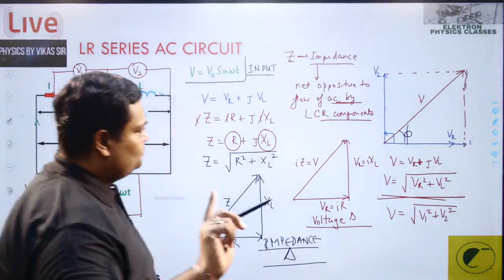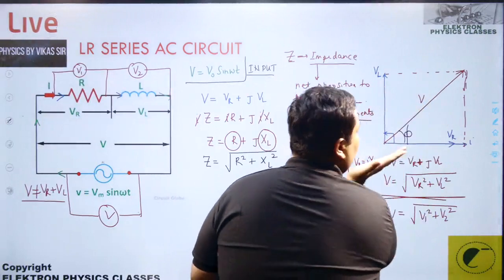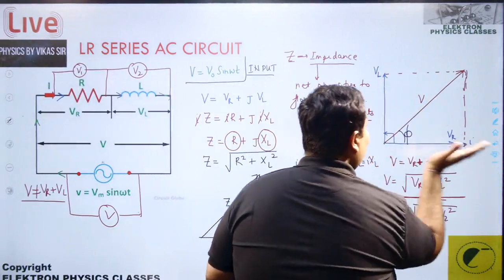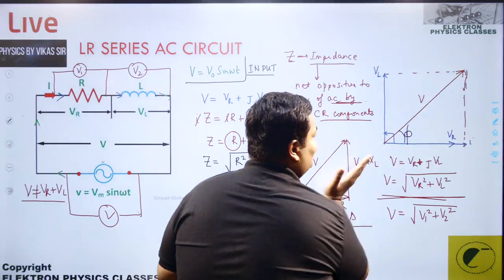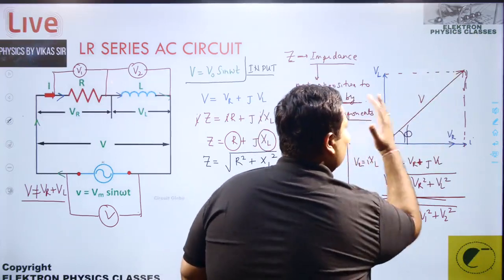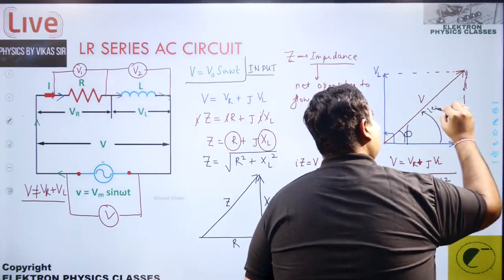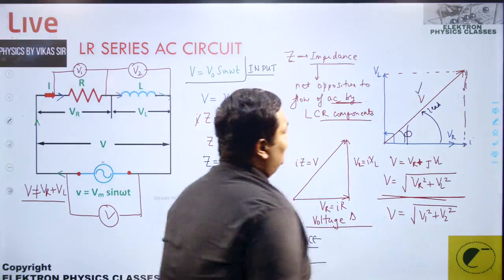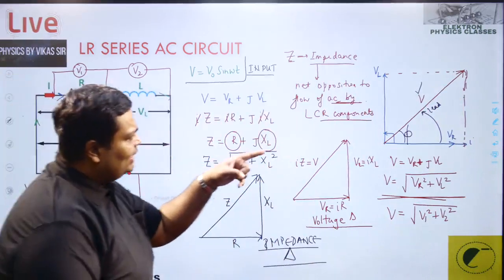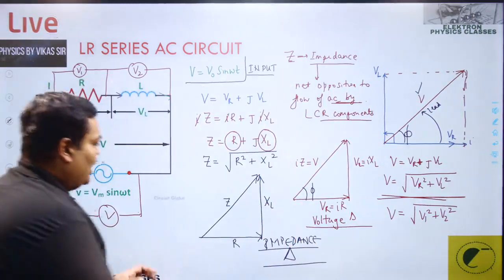Not pi by 2. VL leads the current by pi by 2. VR is in phase with the current. This is the net V, and it is leading the current by phi. Who is leading? Voltage. By what phase? Phi. How do you get that phi? Either from here.